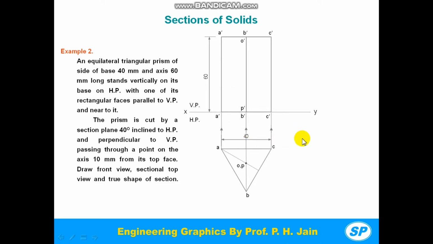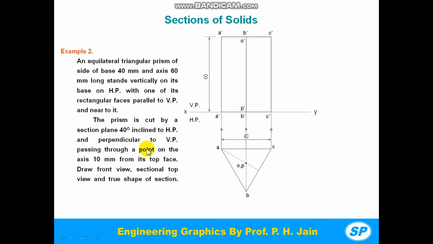Now let's draw the cutting plane. See the position of the cutting plane. The cutting plane, means section plane, is 40° inclined to HP and perpendicular to VP. It means it is perpendicular to VP. It means we will get the section line VT in front view, which is 40° inclined to HP.